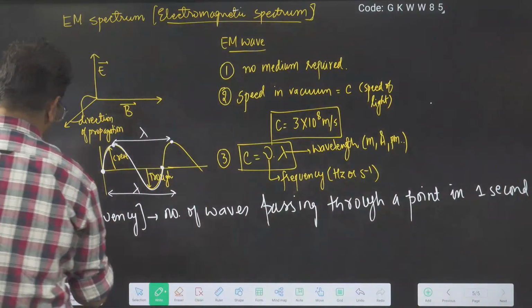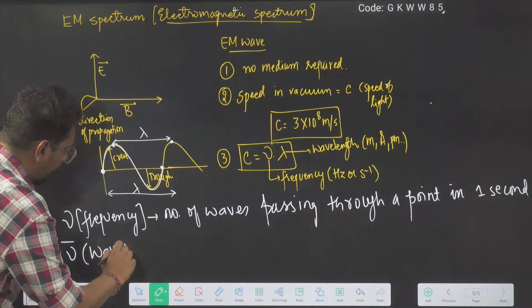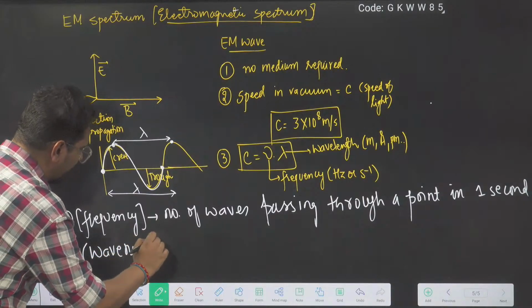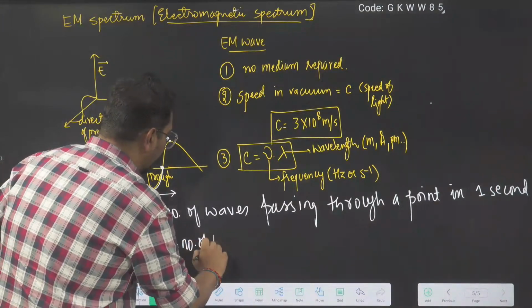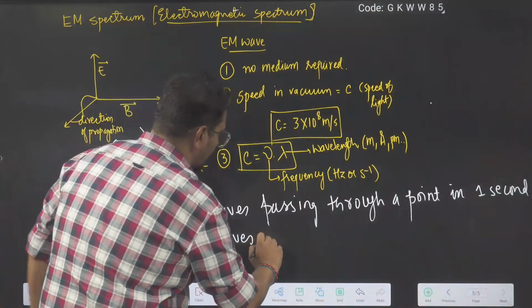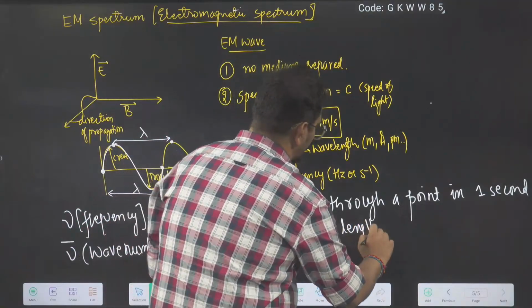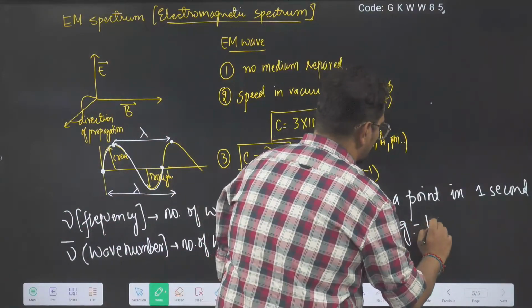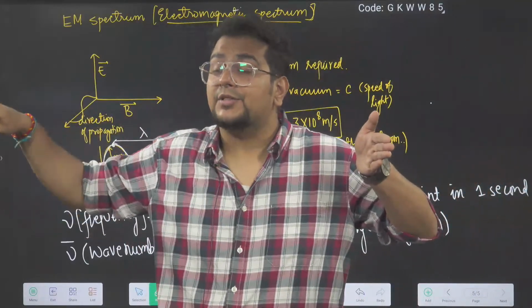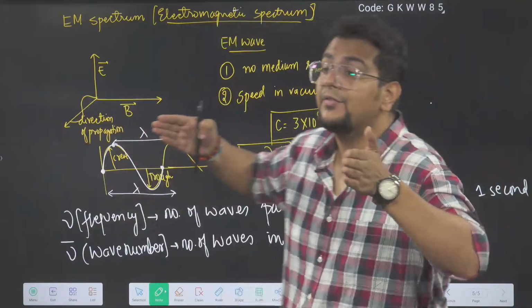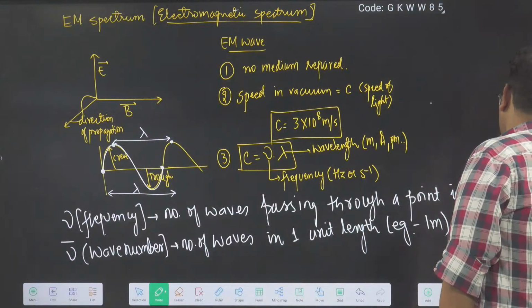Understandable? Nu bar, wave number. By name also it is clear. Wave number, number of waves in 1 unit length. Example, 1 meter. If I take 1 meter length, how many waves are in that 1 meter length? That is called wave number. And mathematically, wave number, nu bar, is just 1 upon lambda.